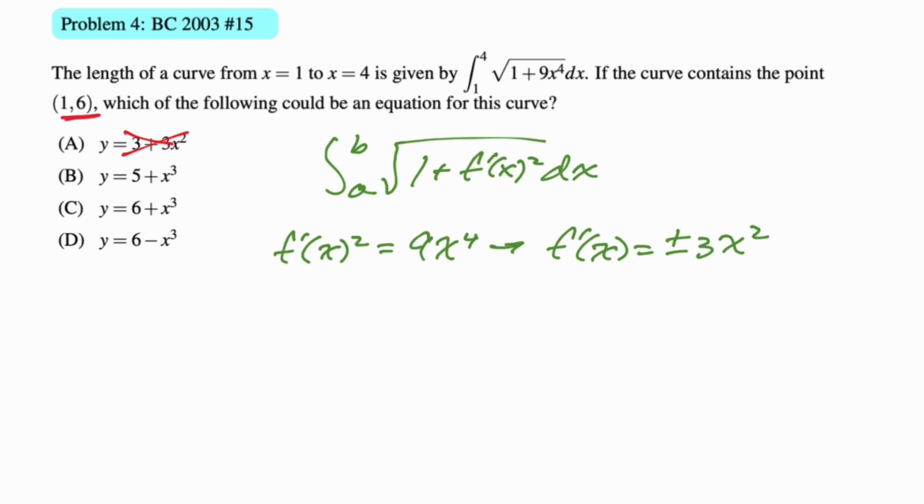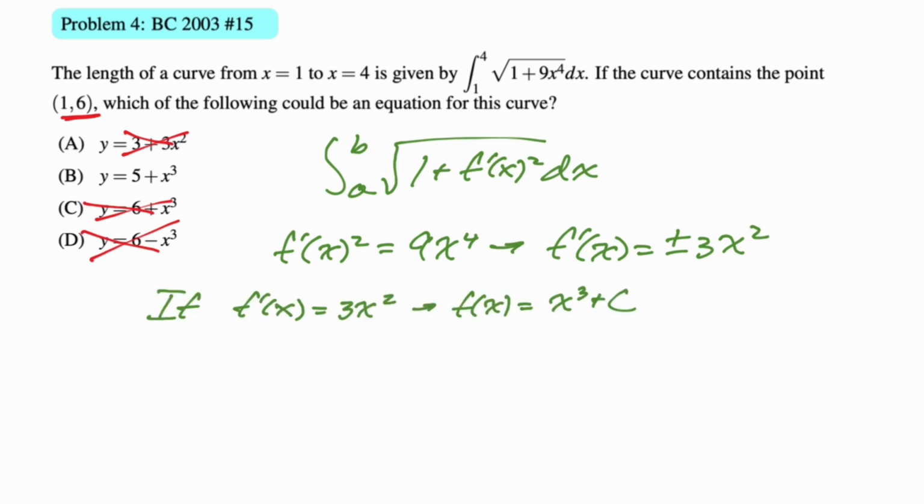So we have to go through (1, 6), so we cross those out. If f prime is 3x squared, then f of x is x cubed plus c. Then we can use our ordered pair, and we can say that 6 is equal to 1 plus c, so c is 5. That's the authentic way to get B, rather than just using test-taking strategies. But honestly, on the exam, do whatever you have to do. Next question.